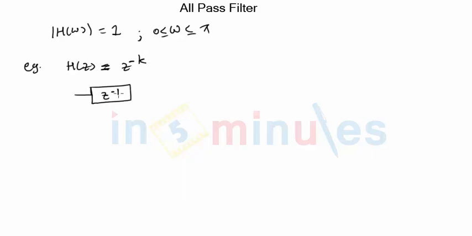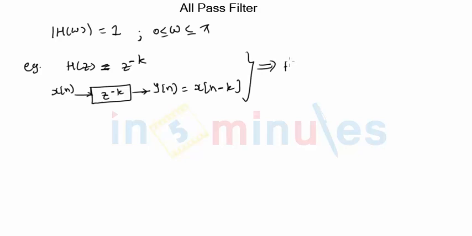from this block diagram. Suppose I have a system with input x of n, output y of n, and the system function is z raised to minus k. Output y of n will be nothing but x of n minus k. So if you want to delay any signal, you can use a delay block. If k is equal to 1, the input will be delayed by 1 unit. So such a filter is an all pass filter.